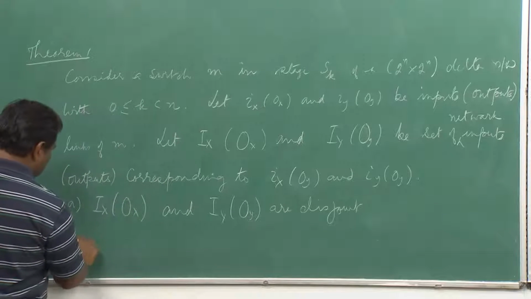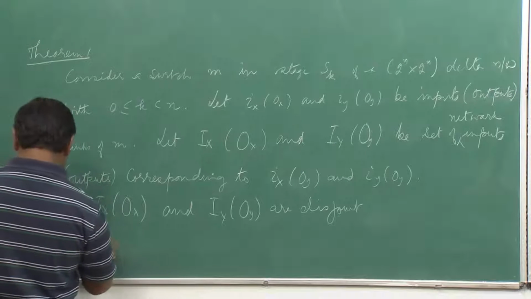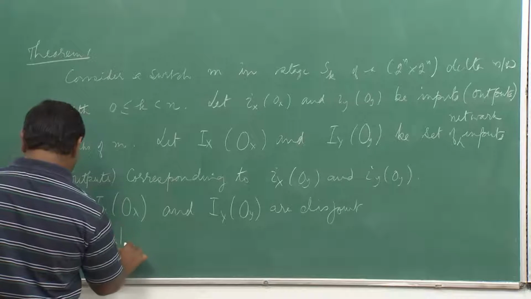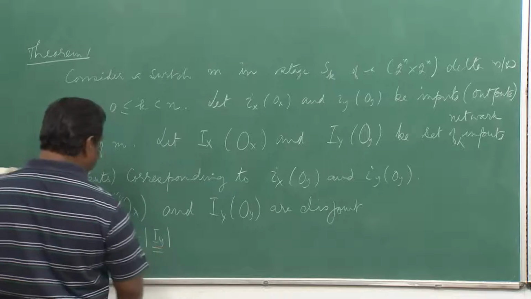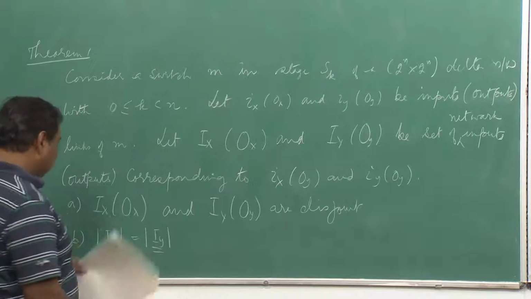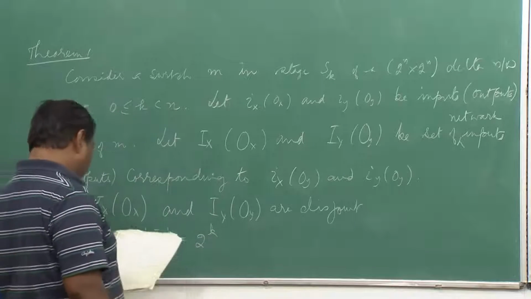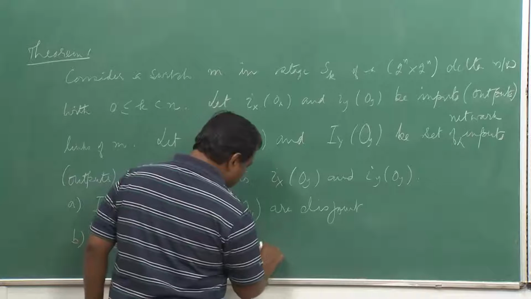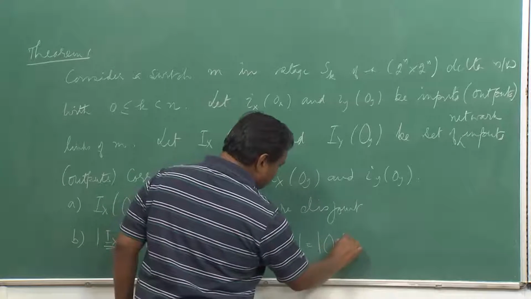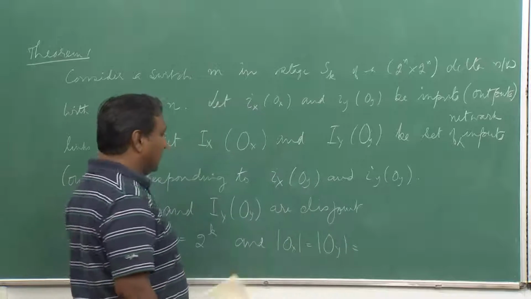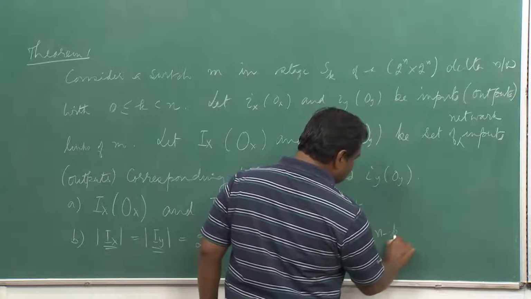Further, the B statement goes that the number of elements in set Ix and set Iy should be the same, and this has to be equal to 2 raised to the power k. And for Ox and Oy, the cardinality of the two sets Ox and Oy should be equal to 2 raised to the power 2n minus k minus 1.